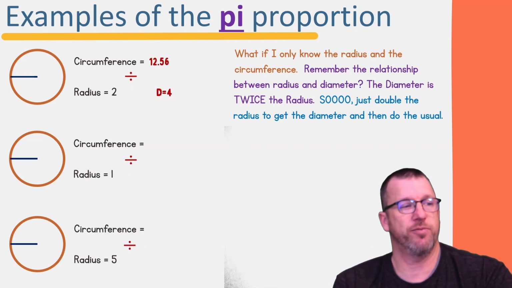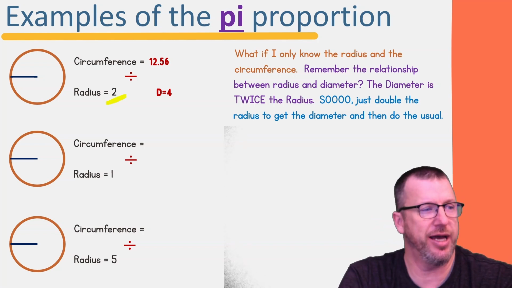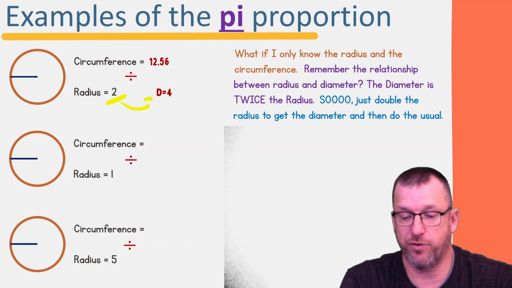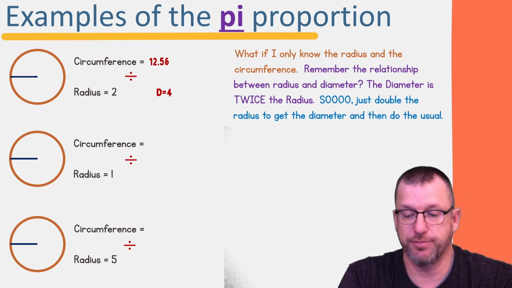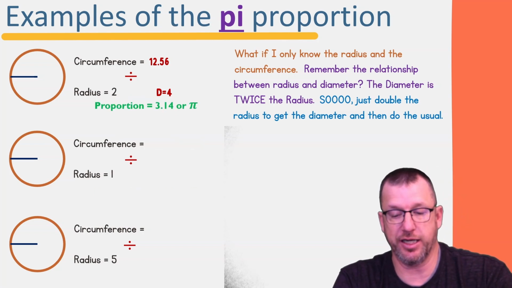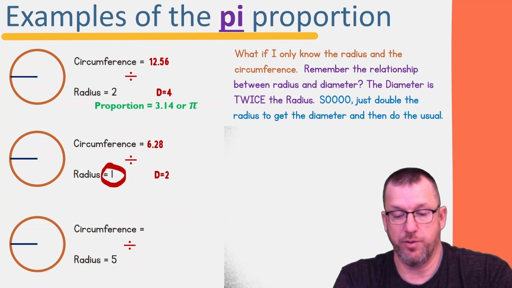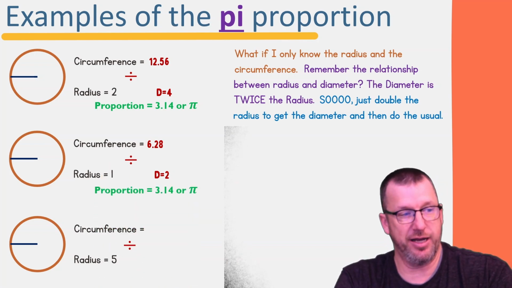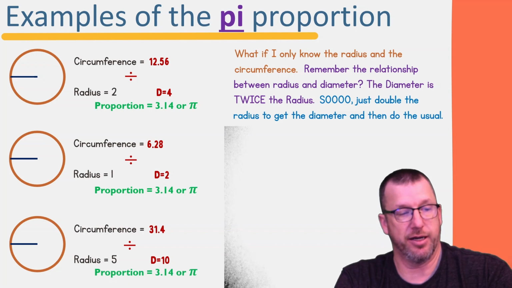So the circumference is 12.56, and this one says that the radius is 2. If we double that, what do we get? We get 4. Okay, and when we double it, we are now able to divide 12.56 by 4, and it gives us our proportion, which is 3.14. This one, we take 1 and multiply it by 2 to get our diameter, which is 2. And we do the same thing. We divide, and we get 3.14. This one, the radius was 5, and we doubled it to get 10. So we divide, and we get our proportion.